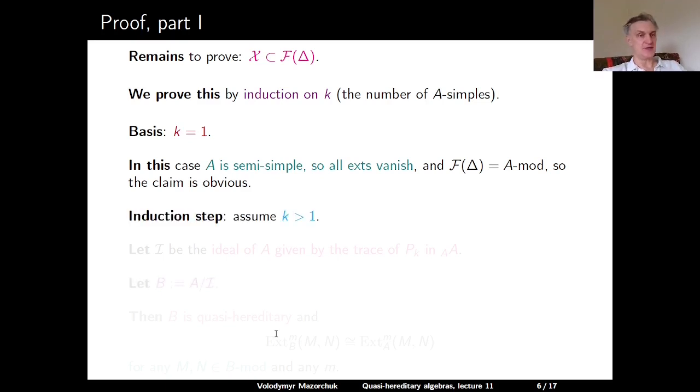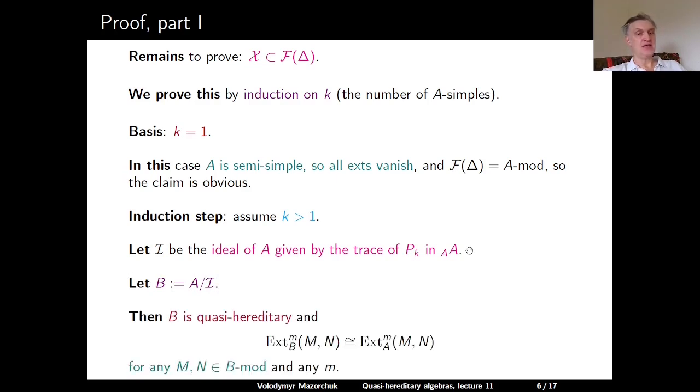We assume that K is greater than 1. Let I be the ideal of A, which is given by the trace of the projective module Pk in the regular module A. Denote by B the quotient of A modulo I. Then B is a quasi-hereditary algebra. From our previous lectures we know that for any B modules M and N, the extension space of degree m from M to N over B is isomorphic to the extension space of degree m from M to N over A. So the inclusion of B mod into A mod is a homological inclusion, so all extensions are preserved.